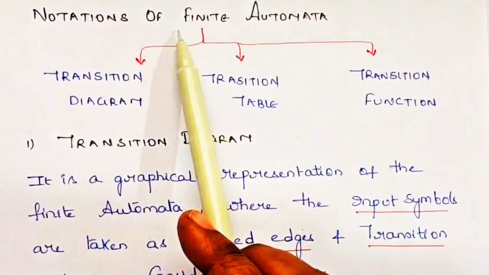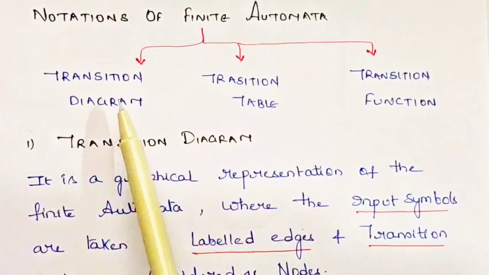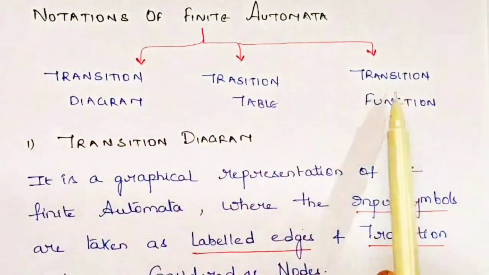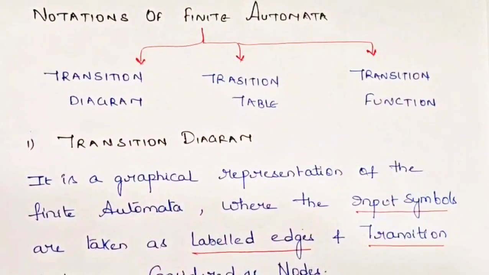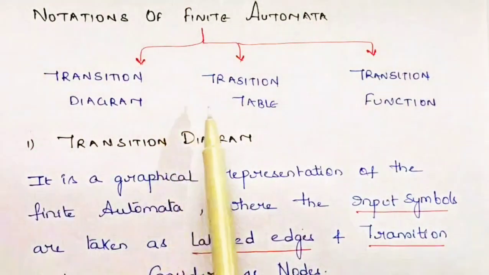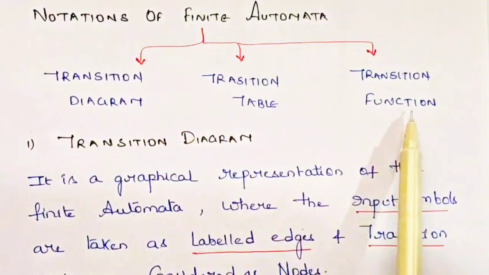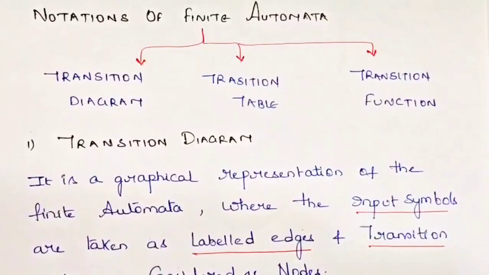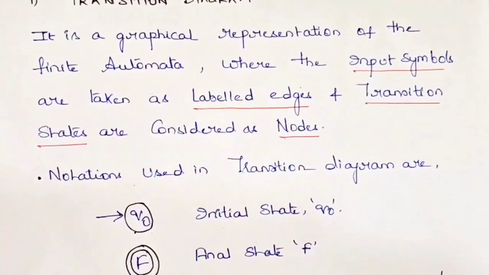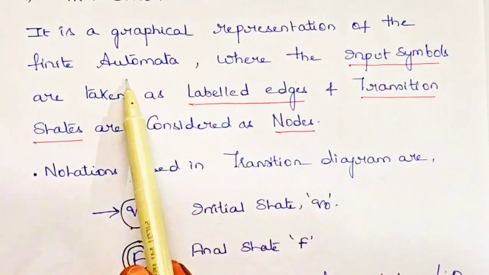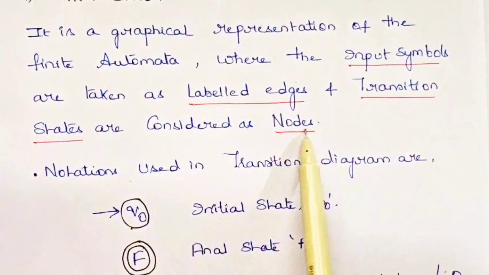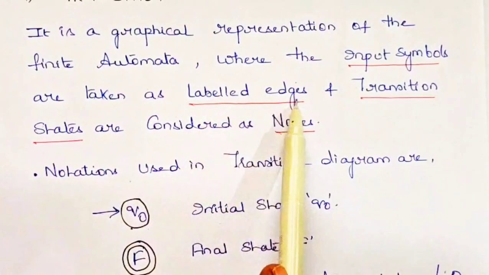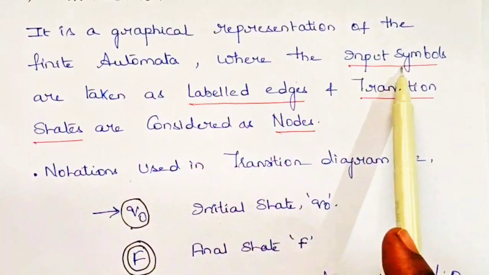Notations used for representing the finite automata. The finite automata is represented as the transition diagram, transition table, and transition function. Usually we denote the finite automata in terms of three notations. Let us learn the first representation of finite automata, which is a transition diagram. The transition diagram is nothing but a graphical representation of a finite automata where the nodes are considered as a set of transition states and the labeled edges between the nodes are considered as the input symbols of a string.